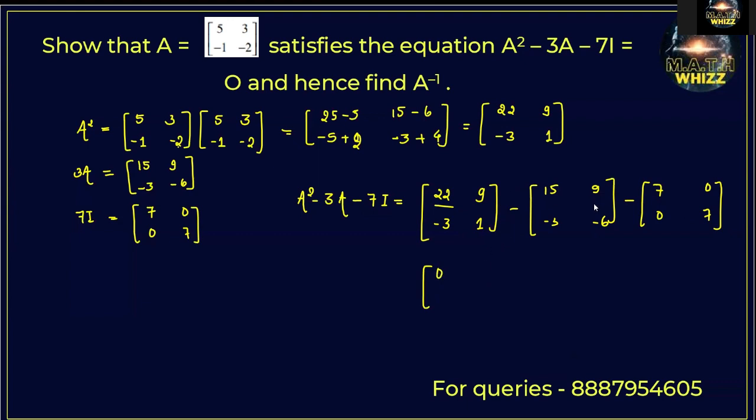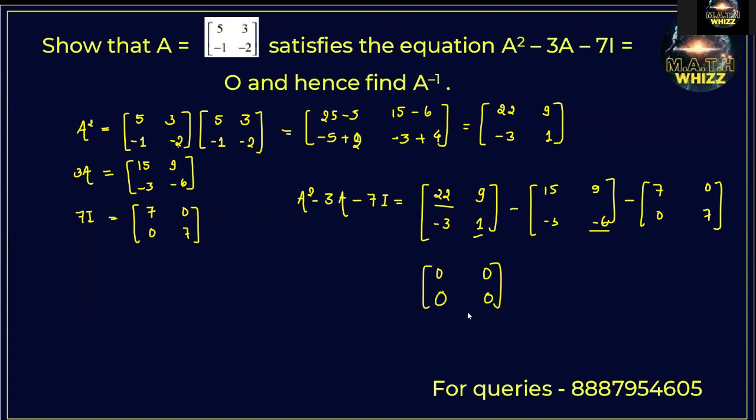9 minus 9 is 0, and minus 0 is also 0. Minus 3 plus 3 is 0. 1 minus minus 6 is 1 plus 6, which is 7, and 7 minus 7 is 0. See, we are getting a zero matrix.